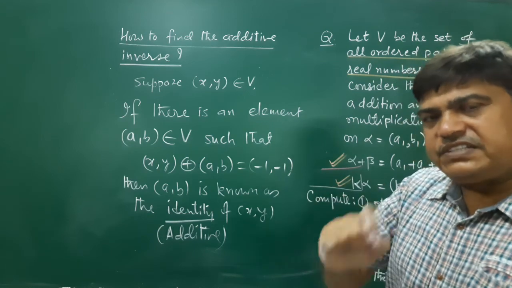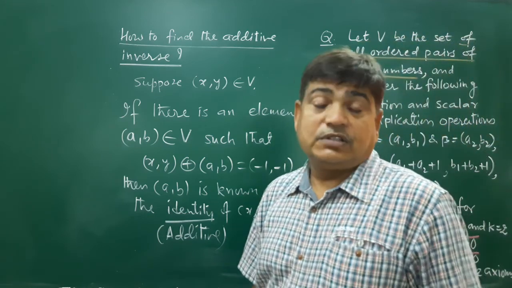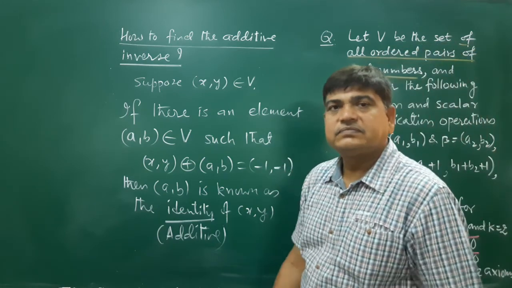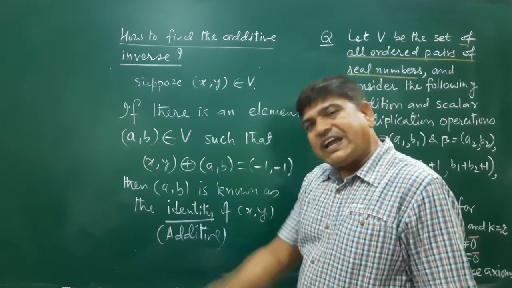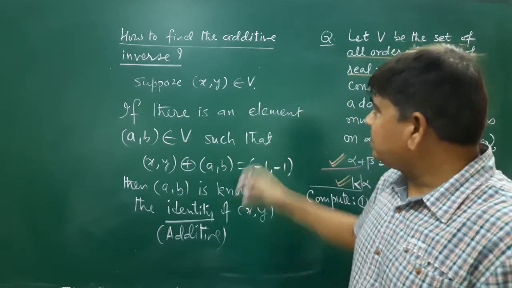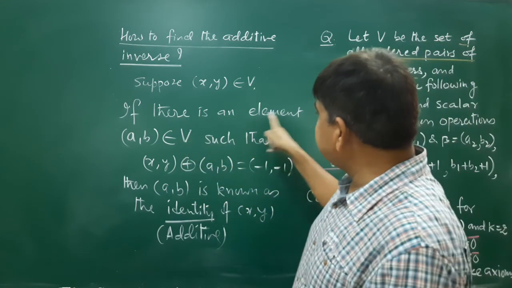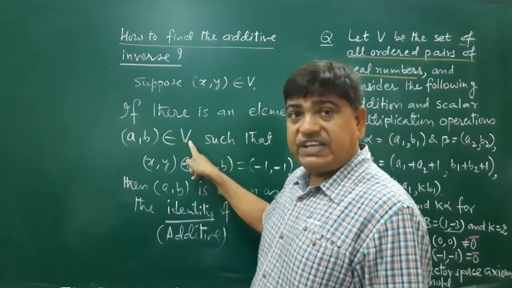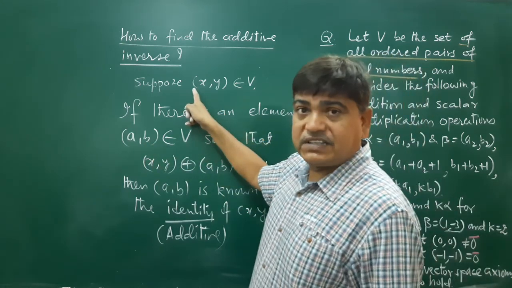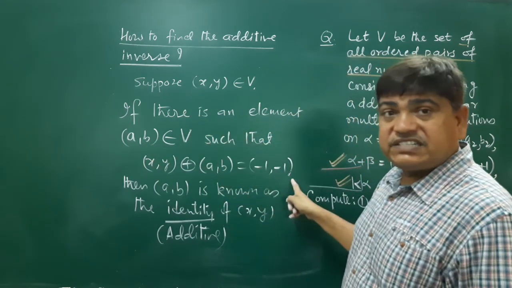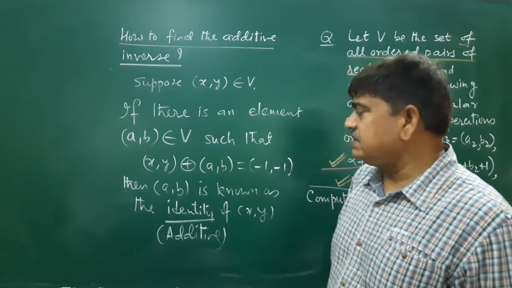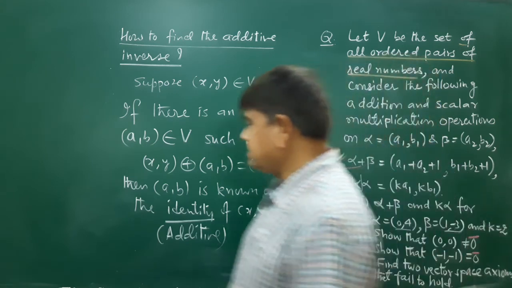You practice on it. Otherwise, you will be stuck. Write again and again. Recall the definition. How to write? If there is an element which must be in V, such that this element is composed with this, the given element, the answer is the identity element both ways, commutative. Then this member is known as the inverse. So let us simplify.